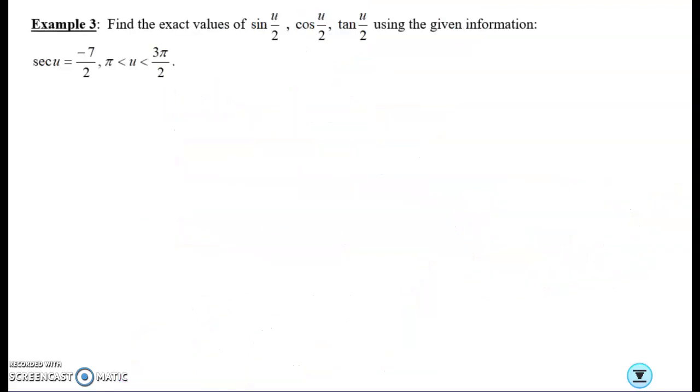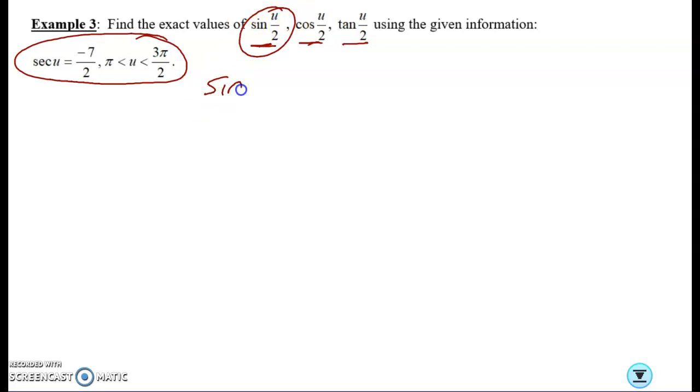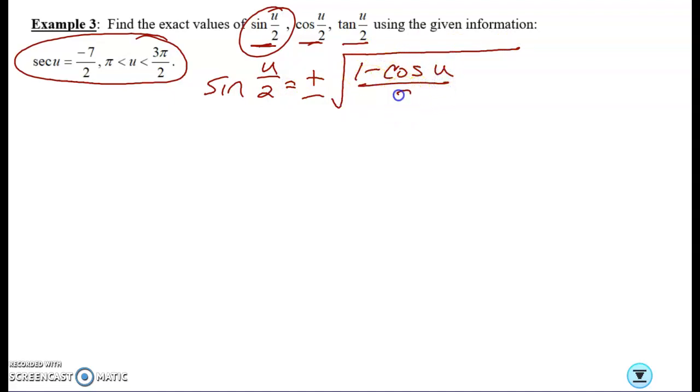Third type of problem. We did these types yesterday, and we did them with angle sum and difference identities. They want you to find the values for the sine of u over 2, cosine of u over 2, and tangent of u over 2. And they gave us this given information for the secant of u. So to start out with the sine of u over 2, let's look at that formula and see what we need. So we have plus or minus the square root of 1 minus the cosine of u, divided by 2. Okay, so we need the cosine. And they're telling us the secant is right here between pi and 3 pi over 2.